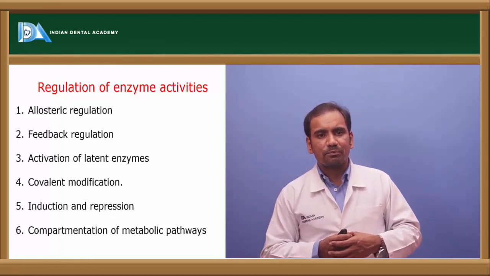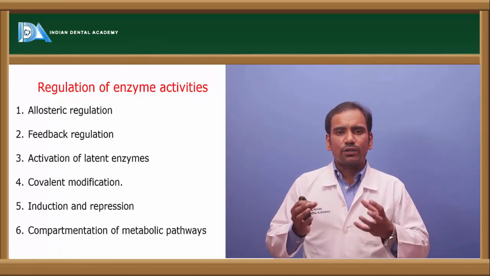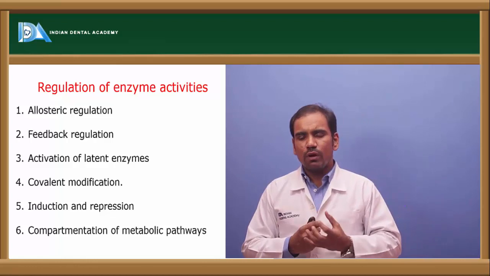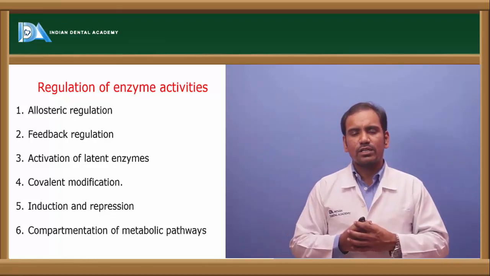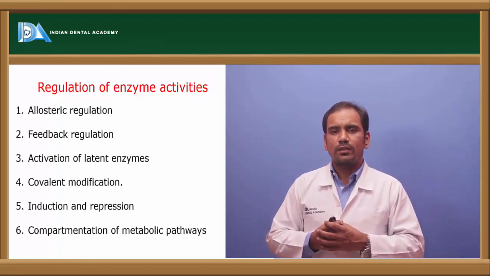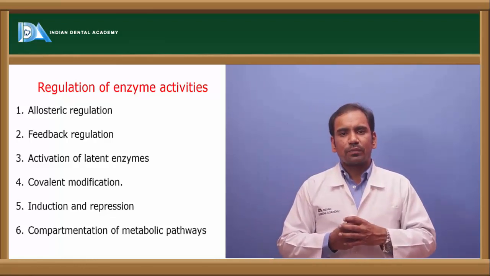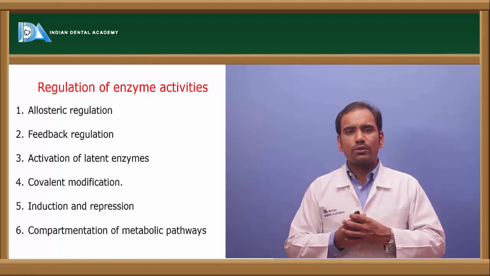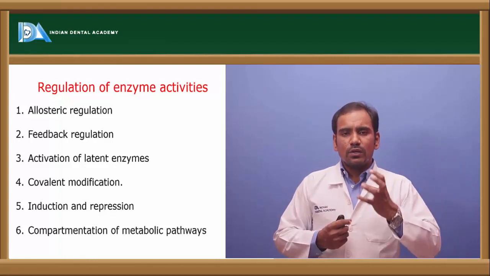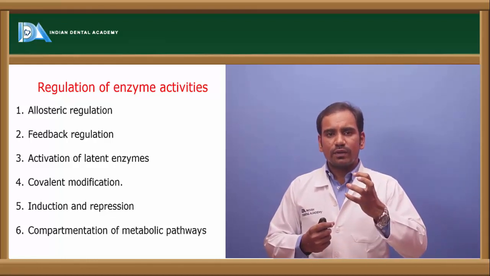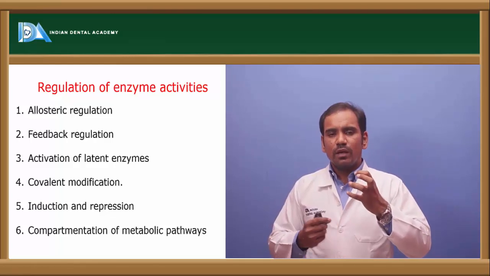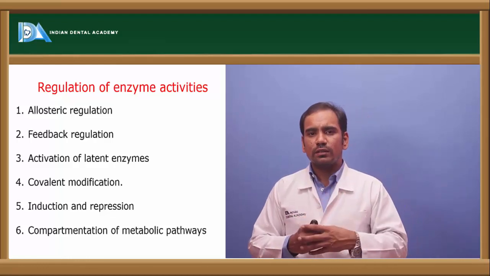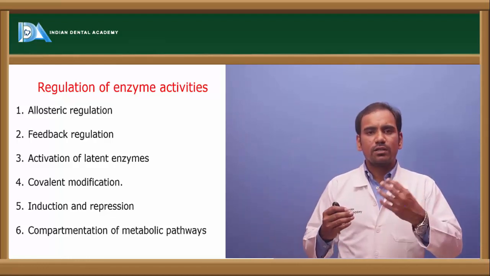Allosteric regulation is basically that we have an active site where the substrate binds, but in addition to that active site we have an additional site on the enzyme that is called the allosteric site. To that allosteric site, a molecule called an allosteric modulator binds, and based on the type of modulator, the enzyme activity may be increased or decreased.